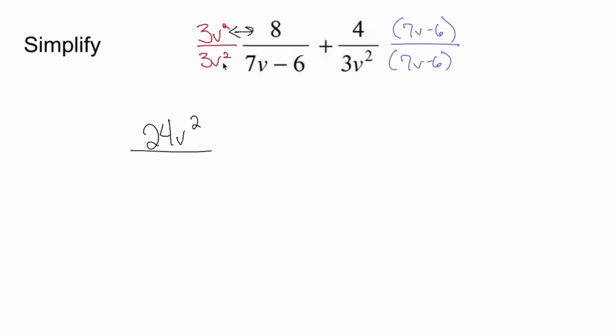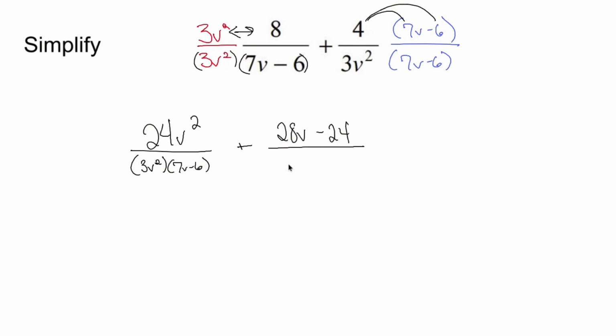Let's wait to multiply the denominators through, because maybe something magical will happen. Every now and then when you do these, something magical will happen, so I'm going to wait. Now, if I multiply 4 times 7v, that's 28v, the distributive property, and then I'm going to have 4 times negative 6, which is negative 24, all over 3v squared times 7v minus 6.